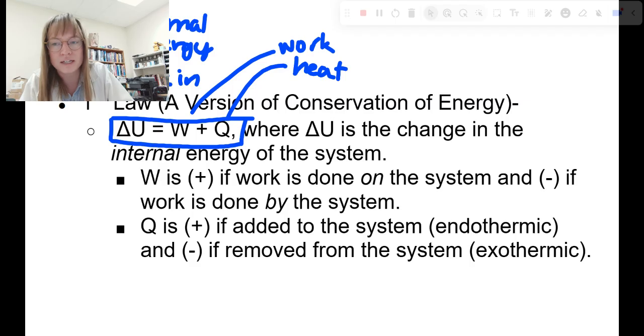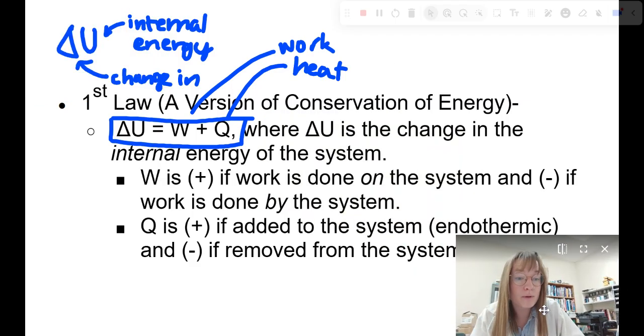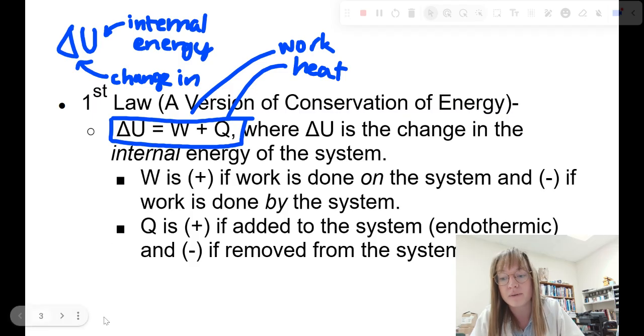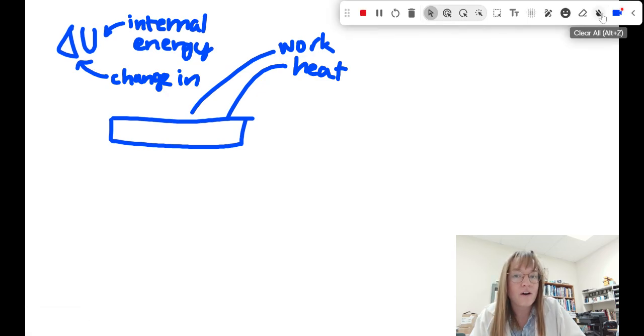So those are our sign conventions. That is the first law of thermodynamics. We will be applying the first law of thermodynamics a whole lot tomorrow. Today, here's a little intro, but in our next video, you'll see that we apply it a whole lot more. Okay, oh, and look, all the letters are there.